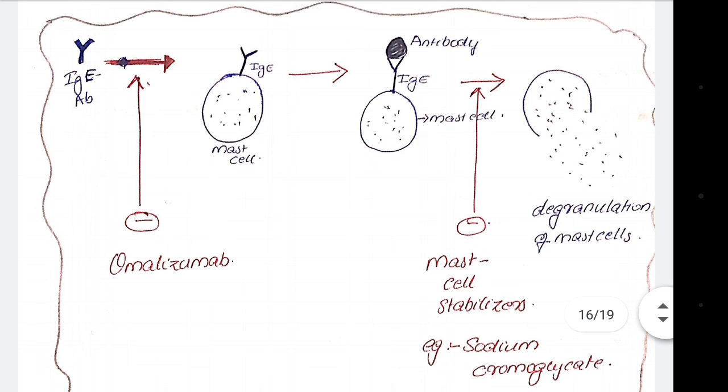So this diagram is good. First one, omalizumab, prevents its binding to mast cell. The next one is mast cell stabilizers, which prevents its degranulation. Next is leukotriene antagonists, which antagonizes the action of leukotriene. And one more thing that we learned is glucocorticoids, which prevents the synthesis of mediators.